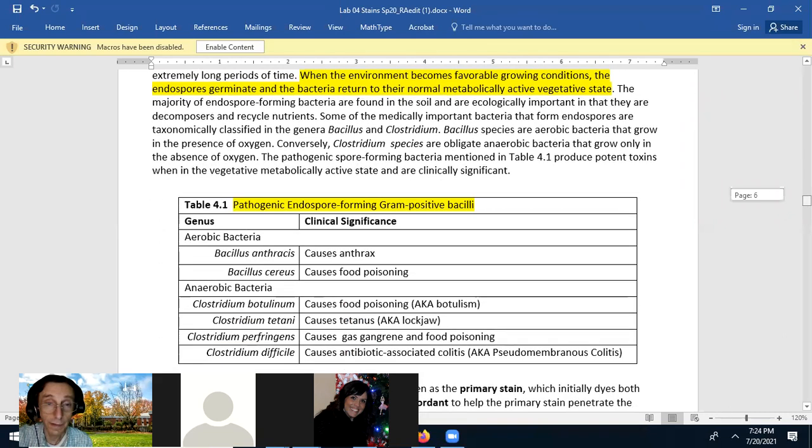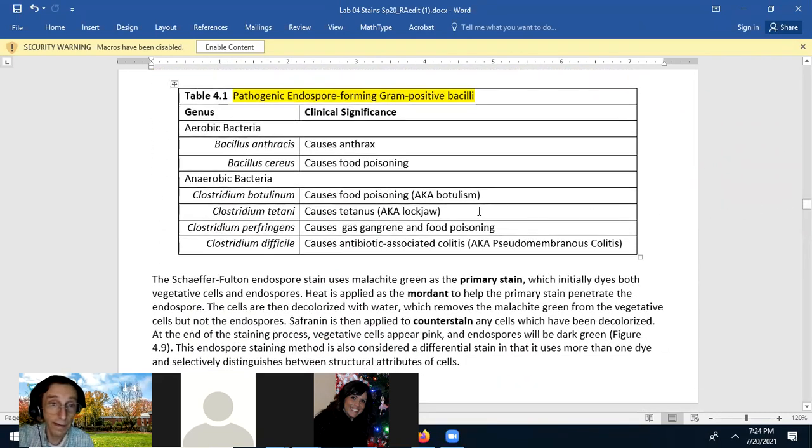This table is giving you some of the cells which form endospores. And you'll need to use this table to answer at least one of the questions, maybe some of the questions, in the lab worksheet.